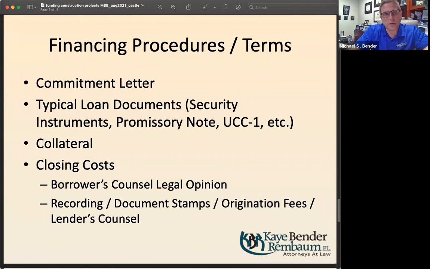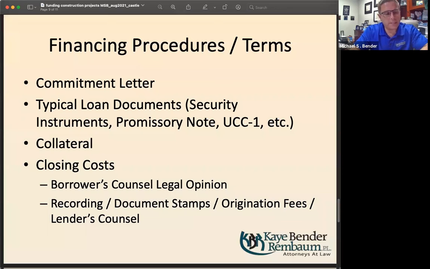There'll be a loan and security agreement, the promissory note, and then the UCC-1, which is a financing statement that does get recorded. And it's basically just securing the bank's interest in the collateral, which, as I mentioned, should be limited to the assessments. Okay.